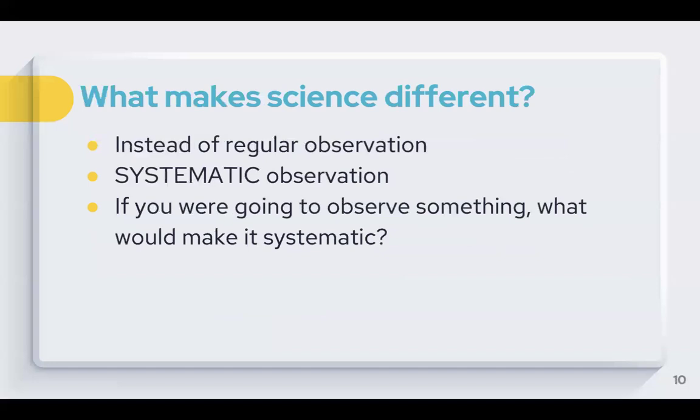So, what makes science different is that instead of regular observation, it's systematic. That means instead of just glancing out the window and seeing something, you're glancing out the window every Tuesday at 10 o'clock for 1 hour, and you've got a very specific paper that you're filling out, recording your observations. That is an example of what systematic observation is. Of course, it doesn't have to be once a week, like in my example. It just has to follow a system. So it's not whenever I felt like looking out the window, I did.